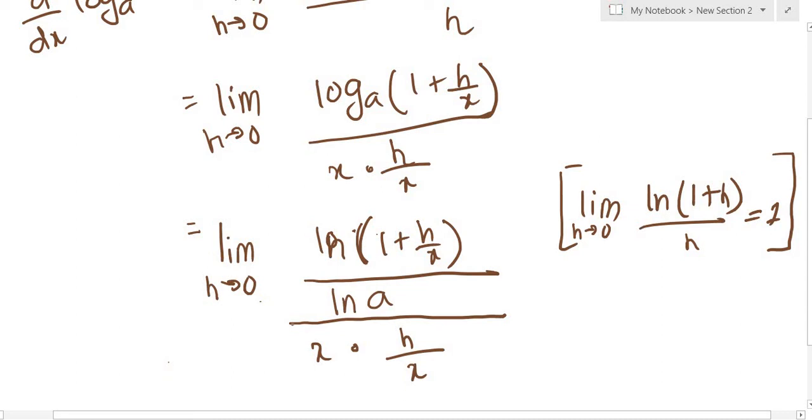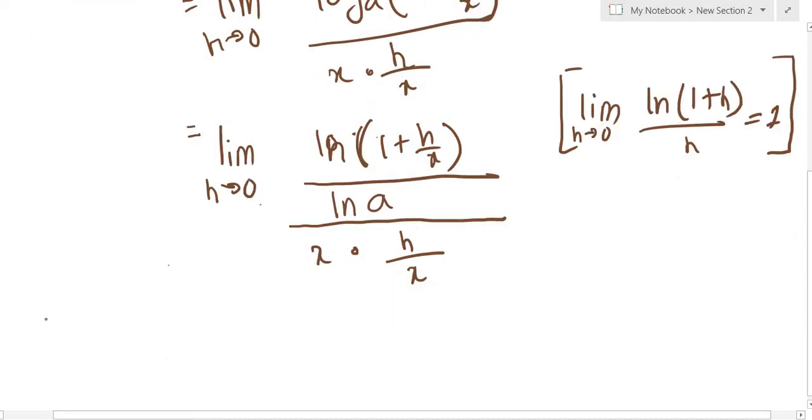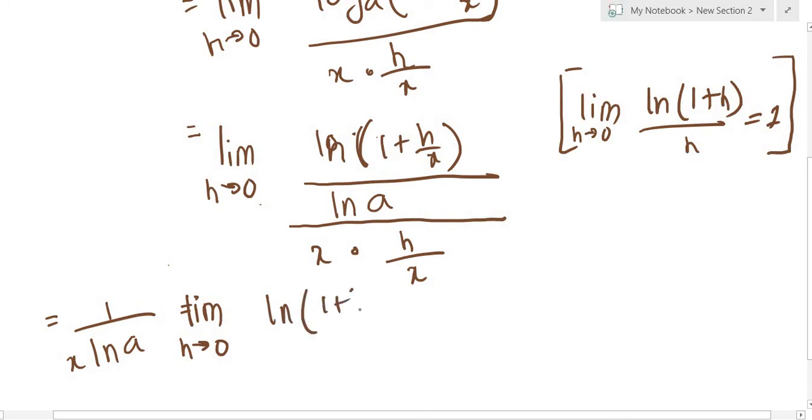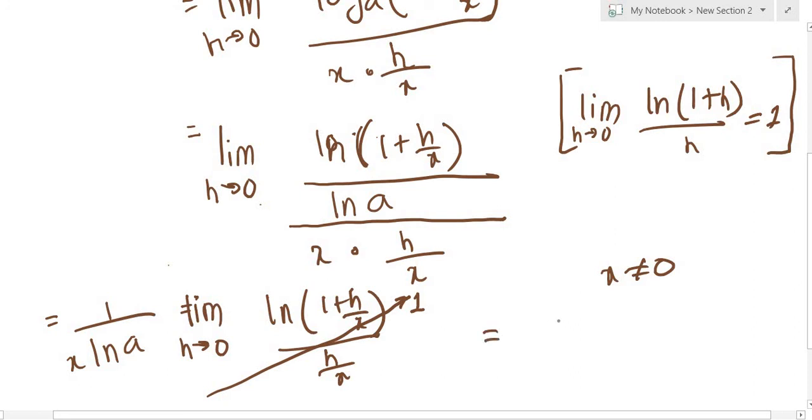Okay, I'll just clean this up. So I'll just pull the x times natural log of a outside, because they do not depend on h. The limit as h goes to 0 of natural log of 1 plus h by x, all over h by x, is 1 according to the identity, and x is not equal to 0. And finally, nothing depends on h anymore outside, so this is just going to be 1 over x times the natural log of a.